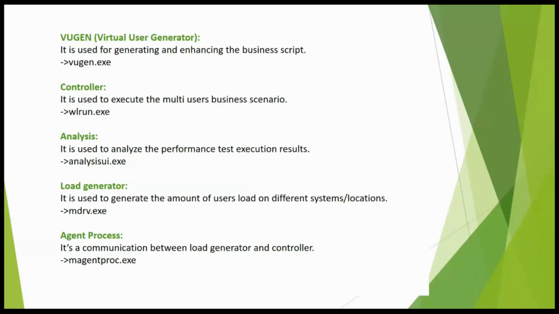The next one is the Load Generator. The Load Generator generates the user load from different systems or locations. For example, each load generator supports 200 concurrent users, so if you want to execute 1000 users, we need 5 load generators. Next one is the Agent Process. The Agent Process communicates between the load generator and the controller. The executable file here is magentproc.exe. This is about the components.